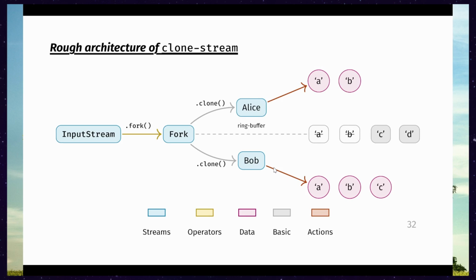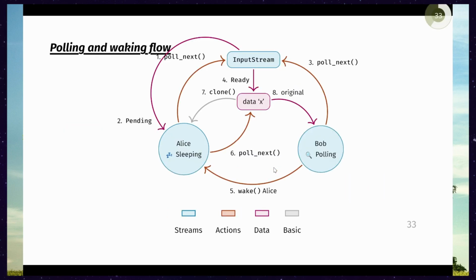So the architecture looks quite okay. There is a queue, and you share the queue among different output streams. However, there are some issues if you start thinking about it. If Alice polls her clone, her output stream, and the output stream forwards this call to the input stream, and the input stream is not ready, then Alice has to go to sleep.